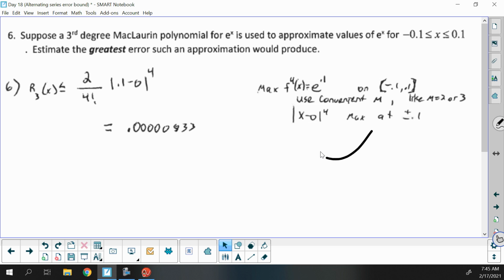So that's like saying the 10th root of 2.7-ish. So 2 or 3 could be good ones. I used 2. If you used 3, you would have a slightly different answer. So we got our value, we used 0.1 minus the center, raised to the next power, and over the next factorial. So 4 and 4 factorial.